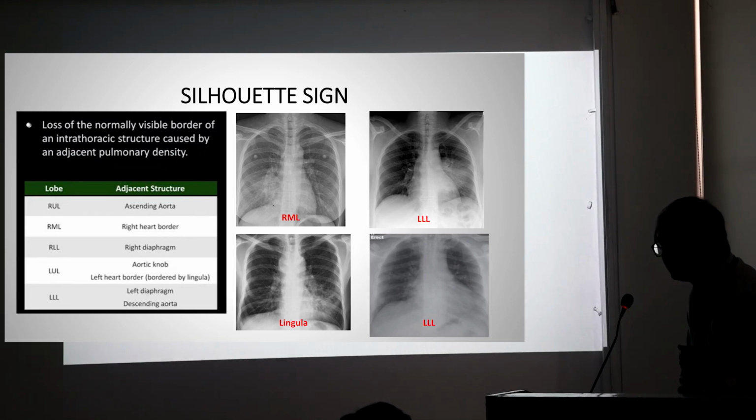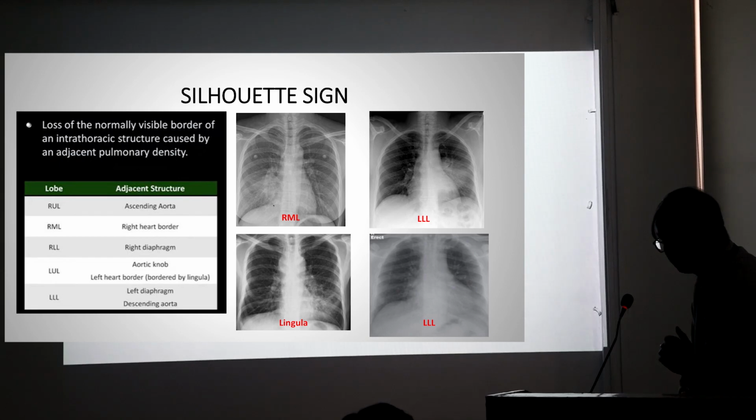Okay. So there's a chart. Right upper lobe corresponds to the ascending aorta. If there is any lesion adjacent to the ascending aorta, then the pathology is in the right upper lobe. Right middle lobe corresponds with the right heart border. Right lower lobe with the diaphragm. Okay. So I think after I show the X-rays, it will be more clear.